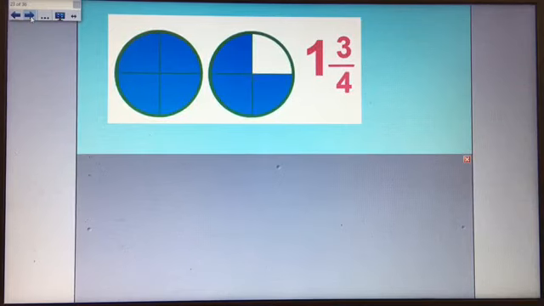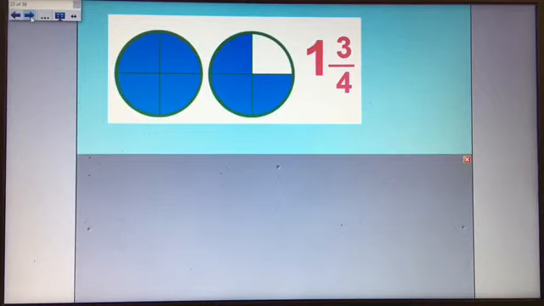Okay, so before we get on to converting between improper fractions and mixed numbers, I just want to do a recap on what an improper fraction or a mixed number is. So we know that a fraction is part of something, so it's less than one whole. But when we have more than one whole, we have to have what we call an improper fraction, where the numerator, the number at the top, is bigger than the denominator at the bottom, or a whole number with a fraction, which is a mixed number.